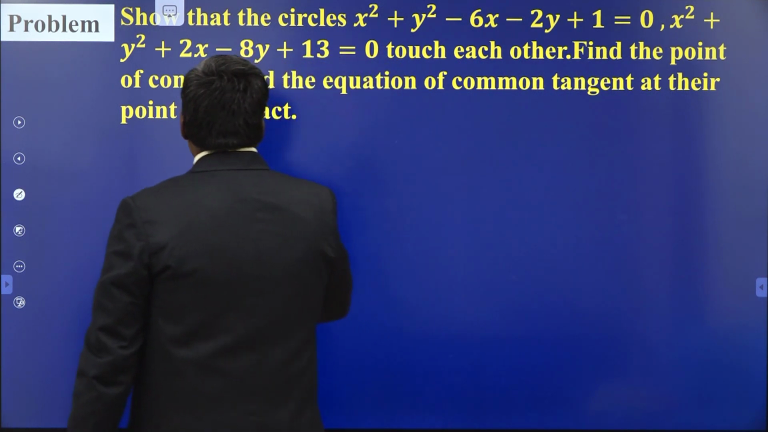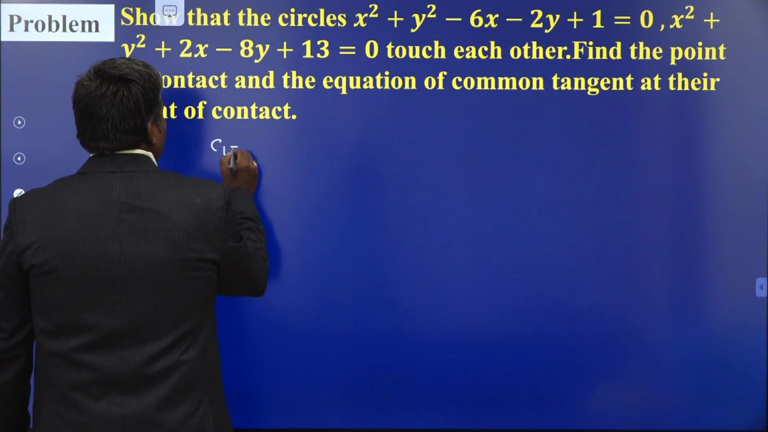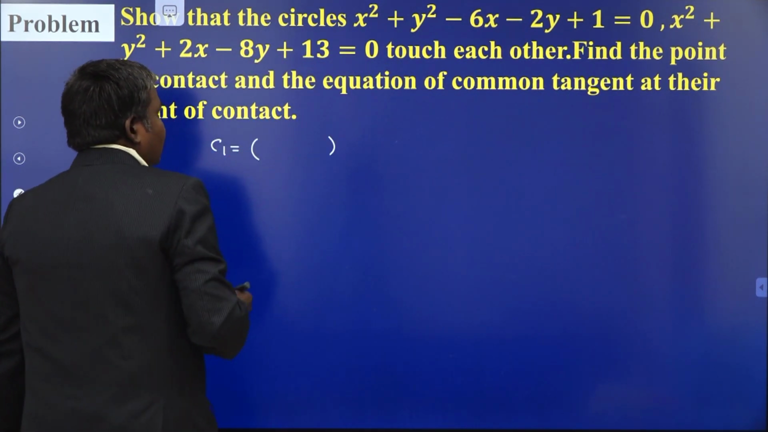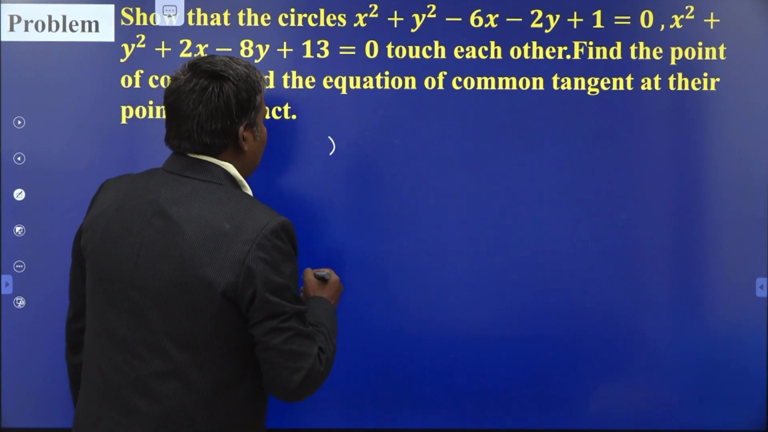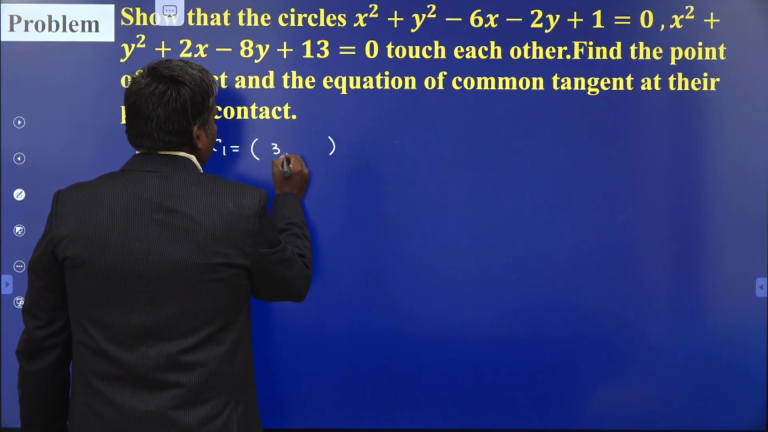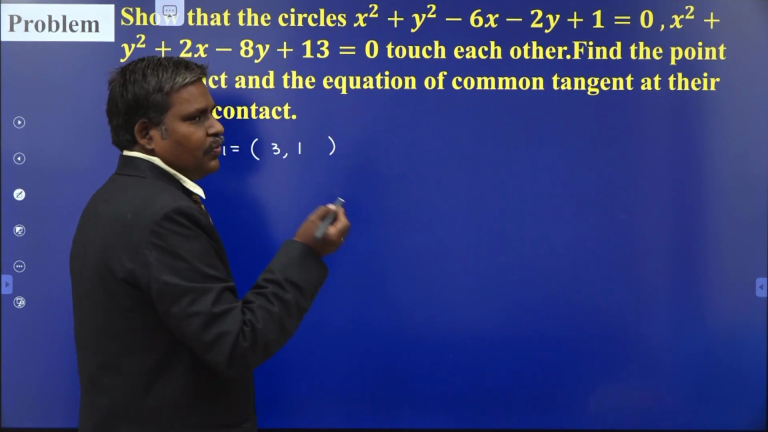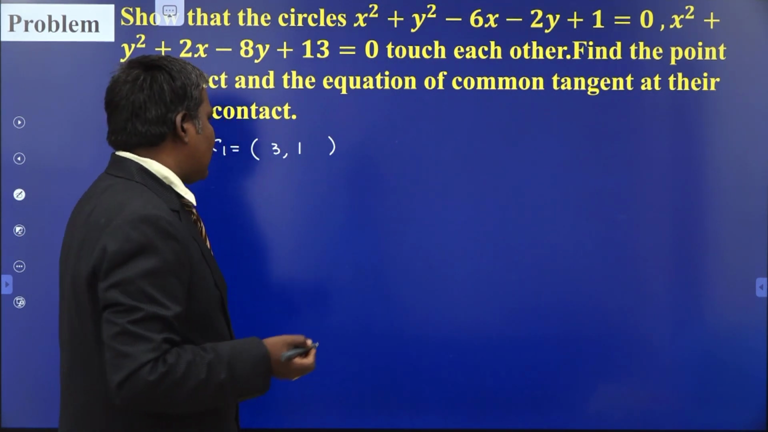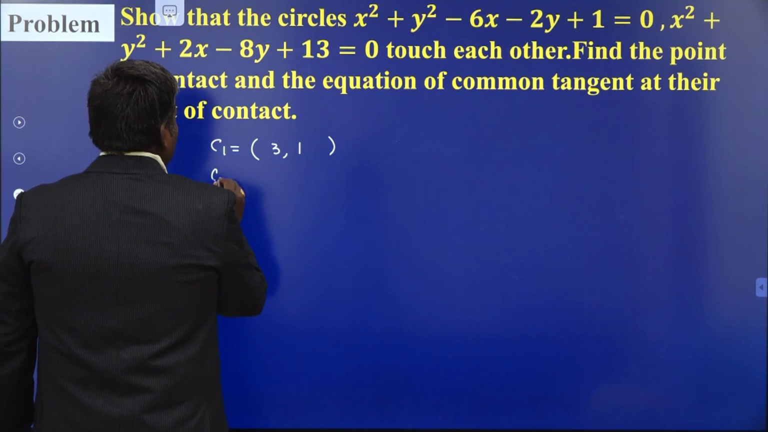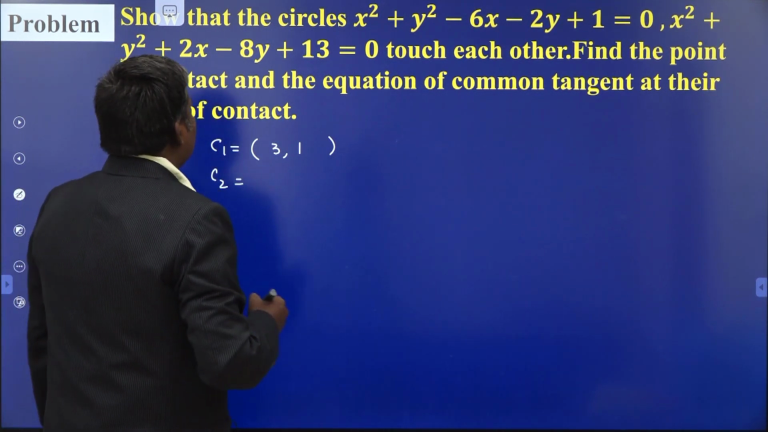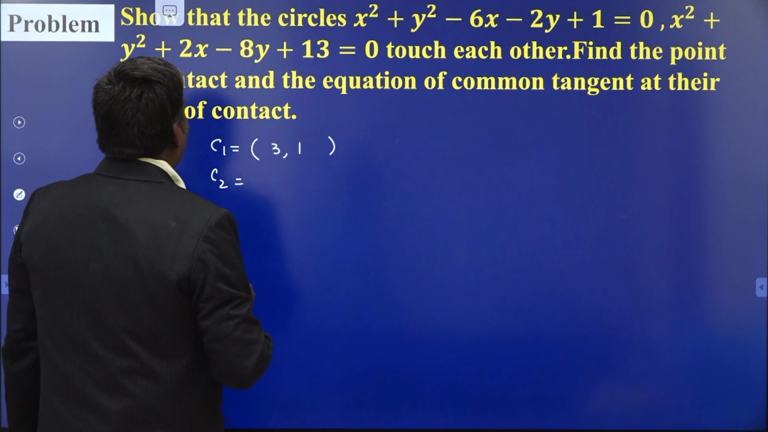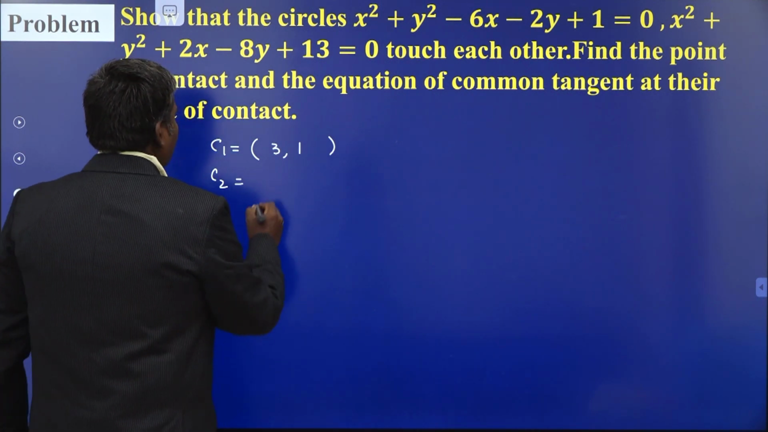What is the center of the first circle? All of you know how to write the center and radius very carefully here. That is (3, 1). Very easy for you. This is the center of the circle: half of x coefficient, half of y coefficient with negative sign, that is minus g comma minus f. What is the center of the second circle? C2 is (minus 1, 4).